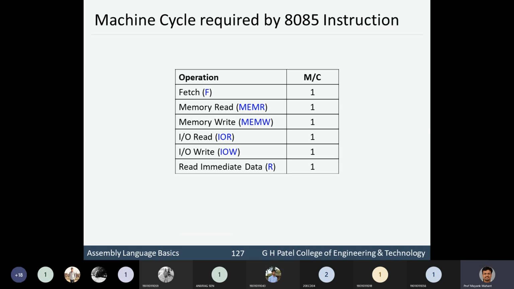Now, a machine cycle. Fetch is one machine cycle, memory read is one machine cycle, memory write is one machine cycle, IO read is one, IO write is one, and read immediate data will also require one machine cycle.